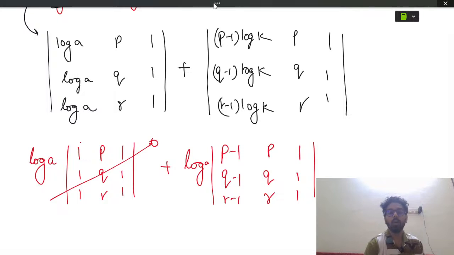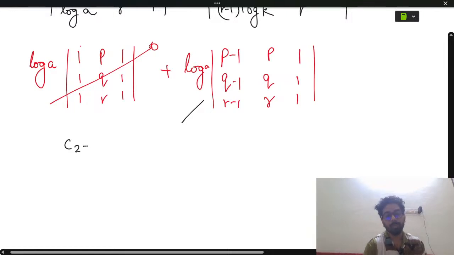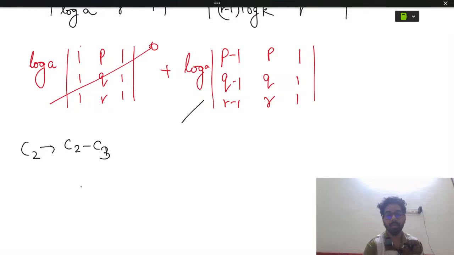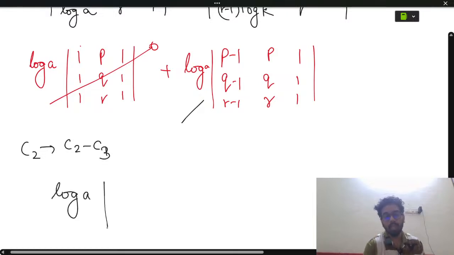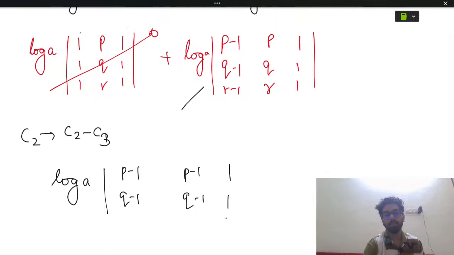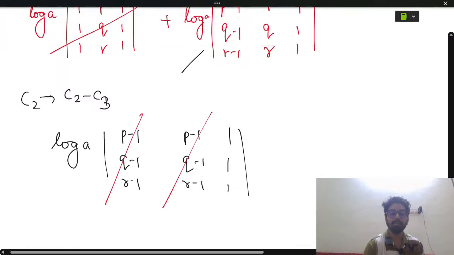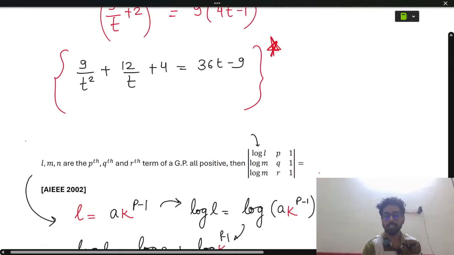Okay. Now I am going to apply an operation over here, column 3 goes to column 3 minus column 1. So this is converted to log A and P minus 1, P minus 1, 1, Q minus 1, Q minus 1, 1, R minus 1, R minus 1, 1. Again, if two rows or two columns become equal, then the whole determinant becomes zero. Hence, the overall answer is 0. So for this question, the answer is 0.